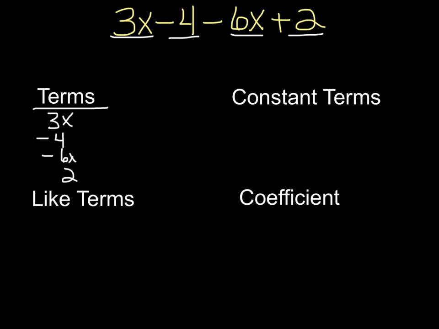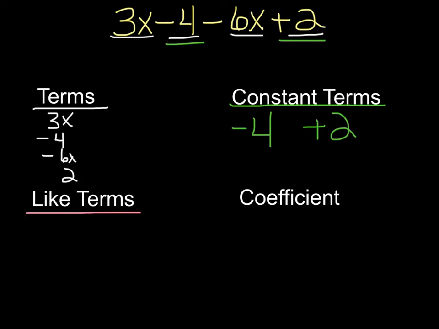Okay, the second word that we would like to look at is constant terms. The word constant means it's not going to change. So we have 2 constant terms here, negative 4 and positive 2. They're constant terms because negative 4 is going to be negative 4 no matter what, and 2 is going to be 2. Constant terms do not include any variables. They are just going to be numbers that are constant.